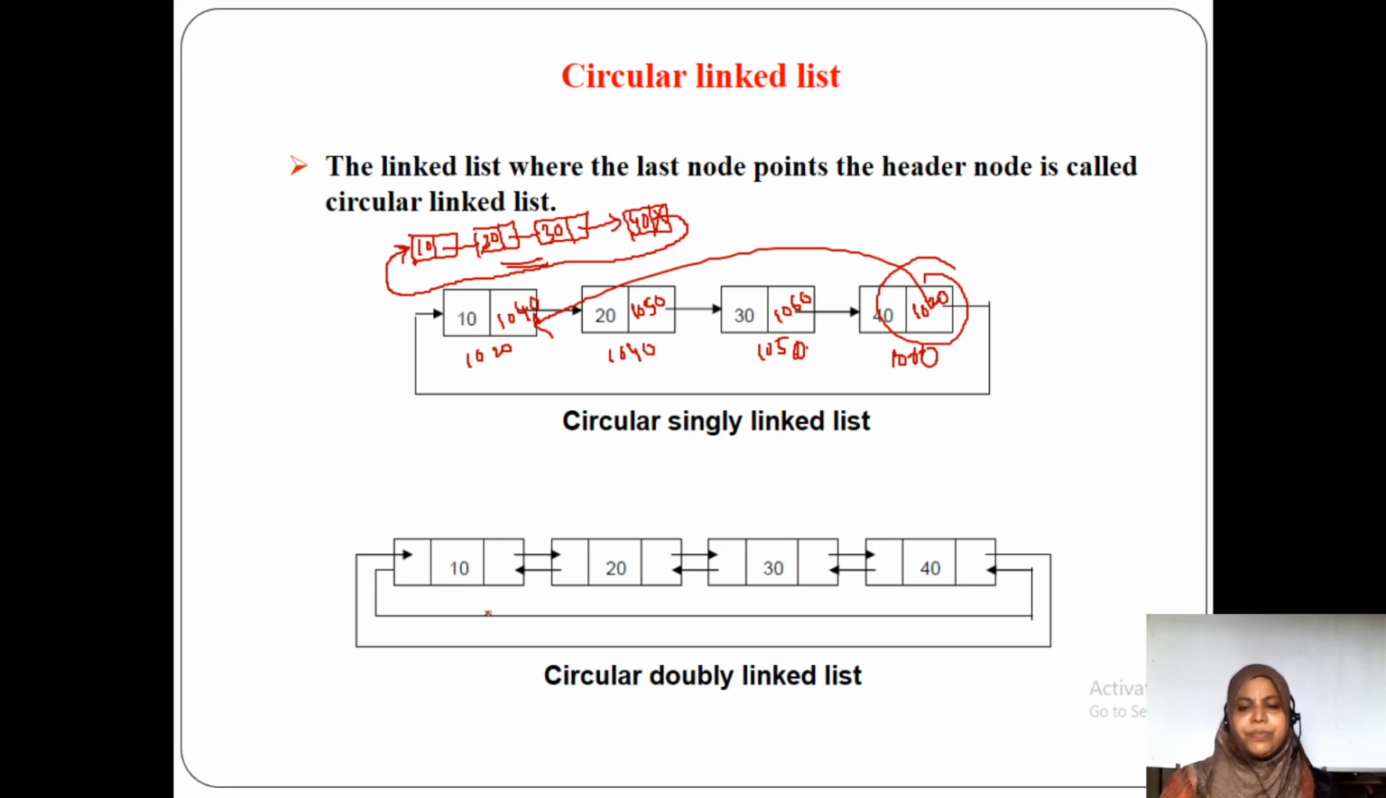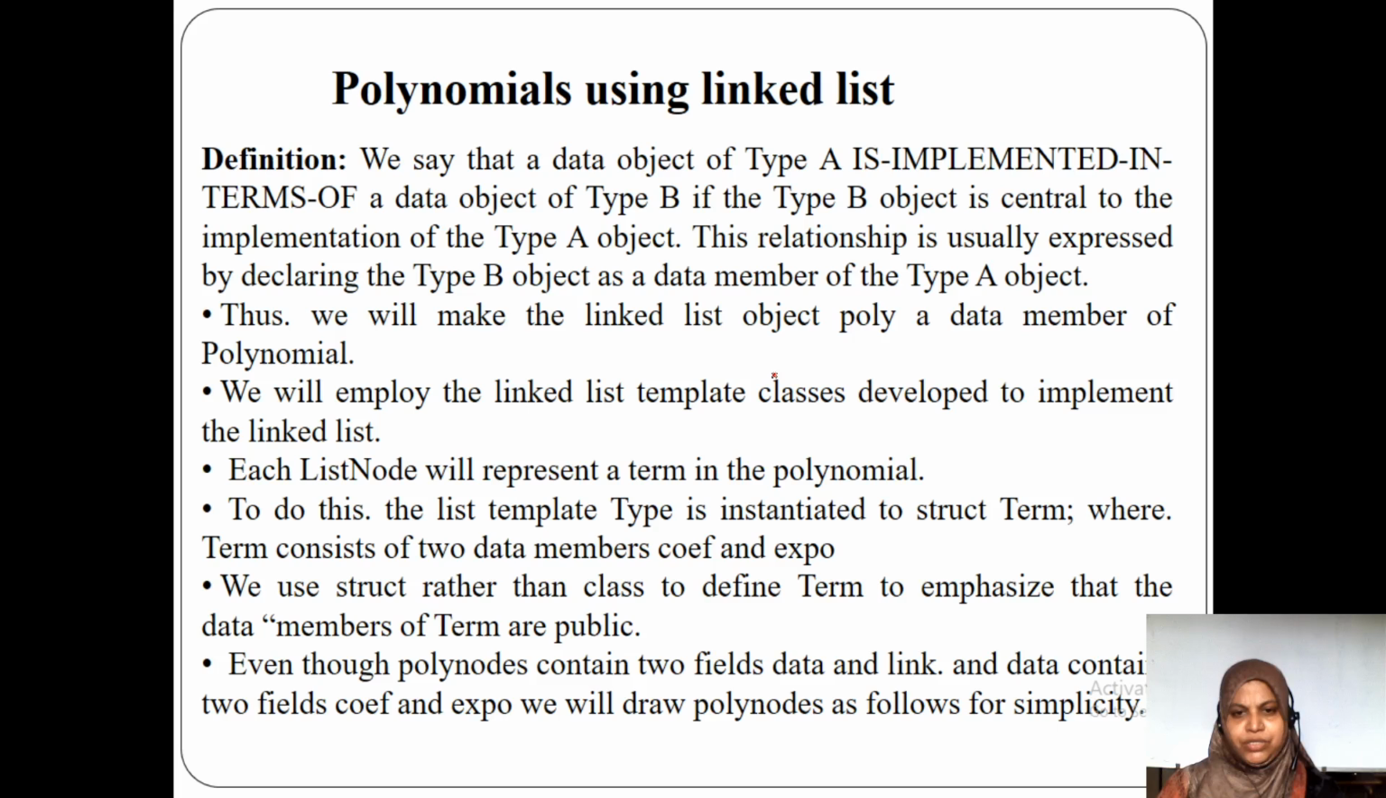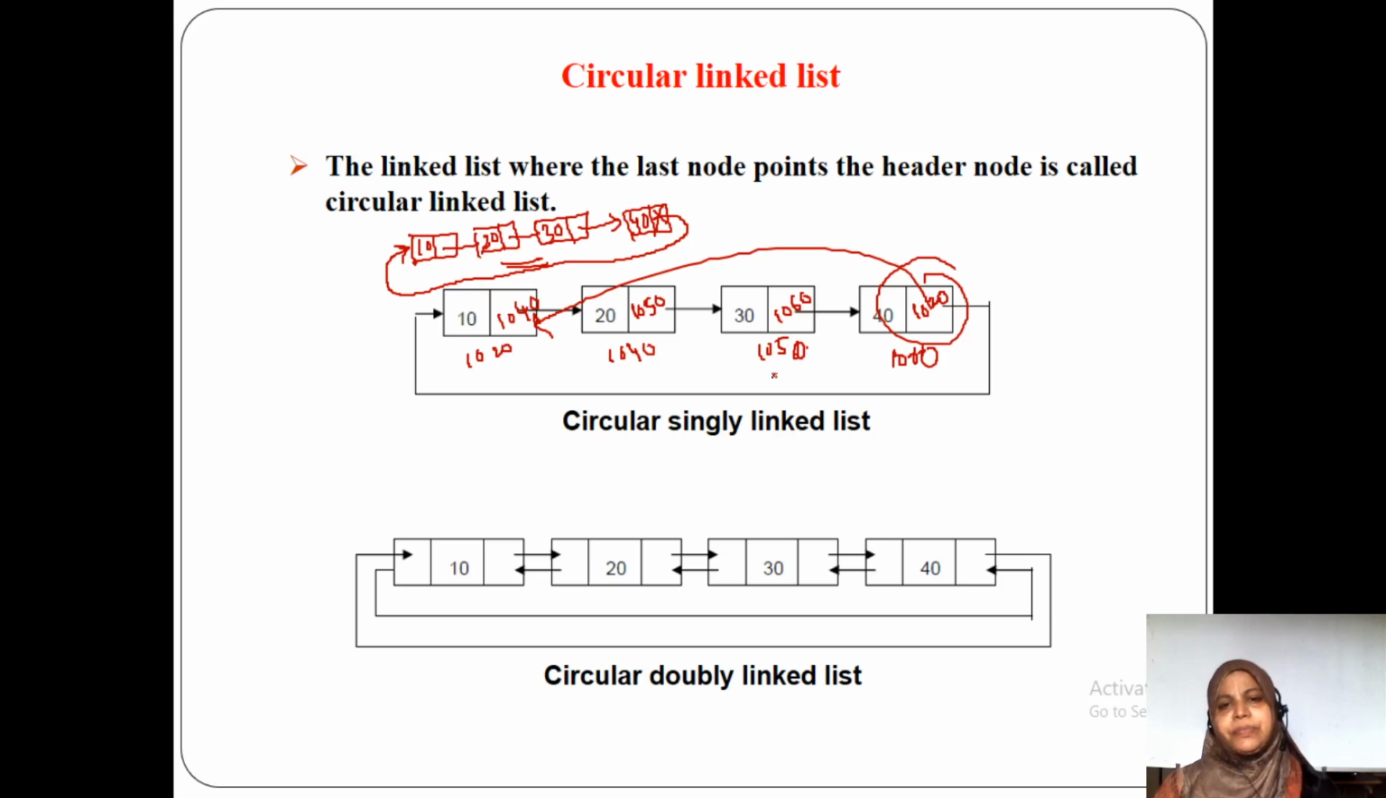In the circular double linked list, each and every operation is just like the double linked list operation. In the circular single linked list, each and every operation is just like the single linked list operation only. Right? Now, with this the linked list topic is completed.